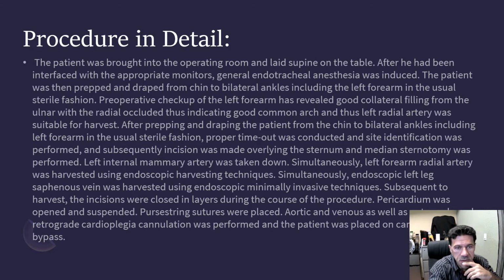The patient was then prepped and draped from chin to bilateral ankles, including the left forearm, in the usual sterile fashion. Preoperative check of the left forearm revealed good collateral filling from the ulnar with the radial occluded, thus indicating a good Allen test, and thus the left radial artery was suitable for harvest. Okay, this is your first device. The left radial artery is going to be harvested. Alright? It's right here.